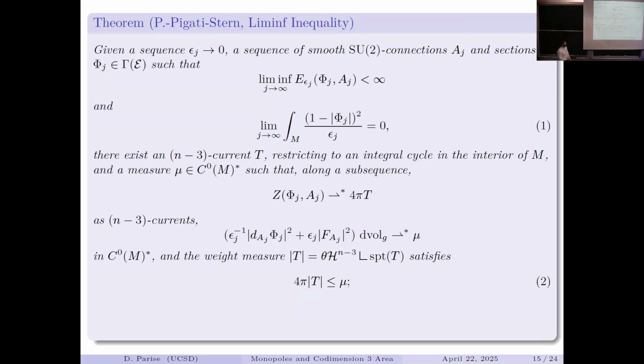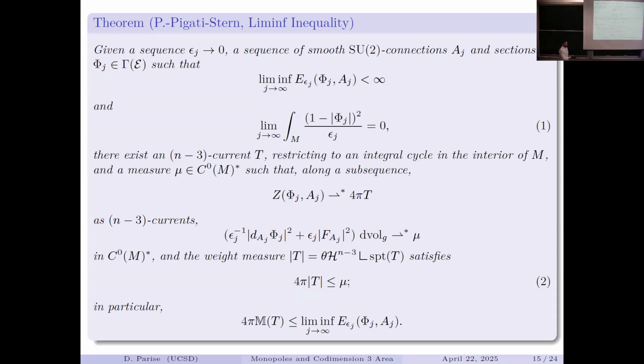And why is this called a limit inequality? Because there's the following limit inequality, essentially. Because we know that the area of the surface, so the mass of the current, is bounded by the energy. Yes, because it's an integral current. Exactly. You know that theta is greater or equal than 1 almost everywhere. Exactly.